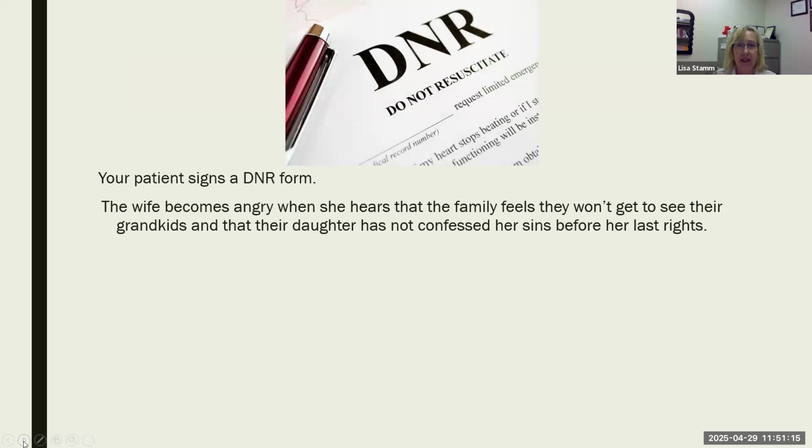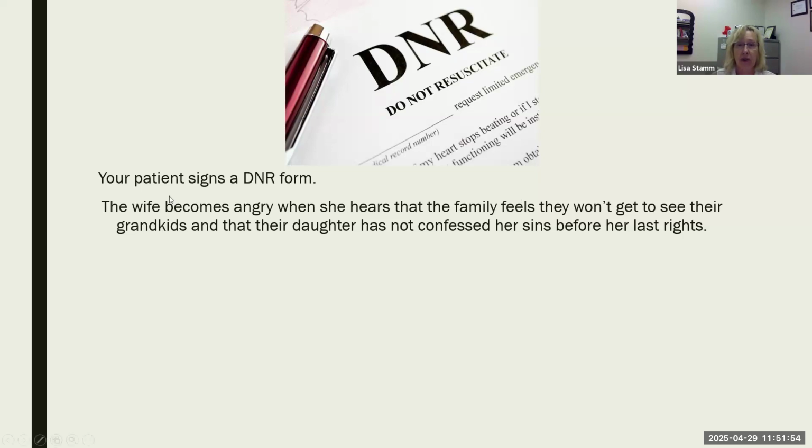Your patient signs a DNR. What does DNR mean? What's it stand for? Do not resuscitate. Remember that we have different levels of DNR. Some people may sign a DNR that says they want breathing, but they don't want chest compressions, or they don't want to be put on a ventilator, but they want everything else. Or maybe they only want meds. So be sure that you know the level of DNR that they are.